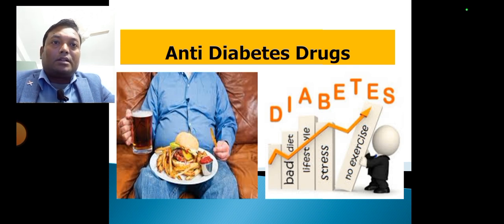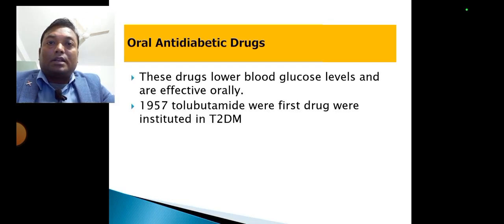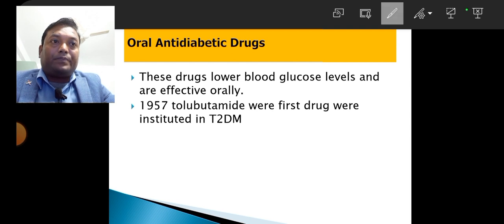Let's continue the lecture. In anti-diabetes drugs, there are basically two types of drugs. One can be given parenterally and another orally. In parenteral drugs, we have already discussed insulin, a very important drug, and GLP-1 analogs and amylin analogs, which are given parenterally. The other important drugs are oral hypoglycemic drugs. Those drugs given orally to treat type 2 diabetes mellitus are called oral anti-diabetes drugs.